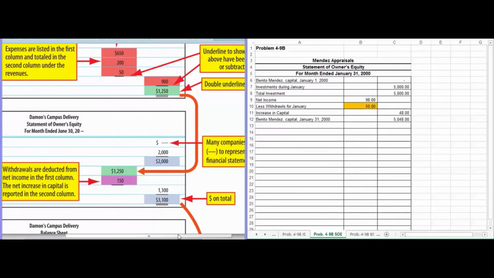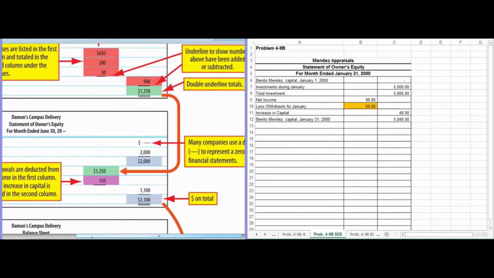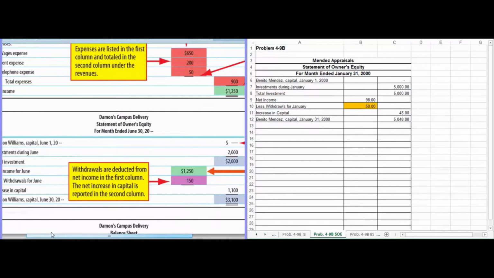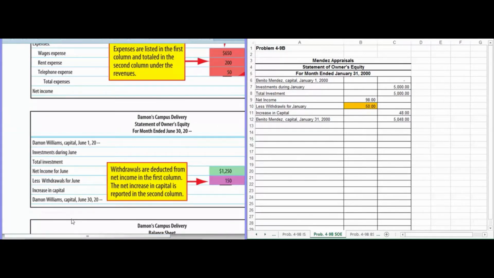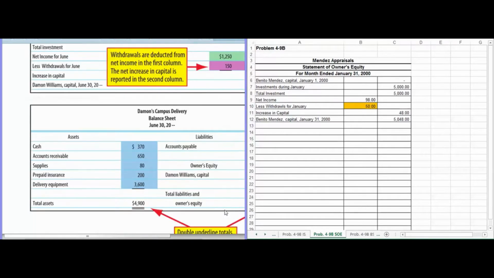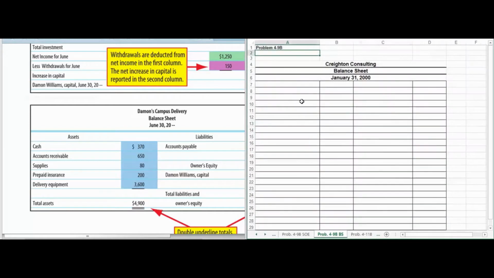Okay, and then the last financial statement we have to do is the balance sheet. Again, this is one that would be great for copying and pasting. Just make sure you don't have a typo, make sure you don't miss anything. So let's change it to Mendez Appraisals. Then we have our assets. We're going to have our liabilities.